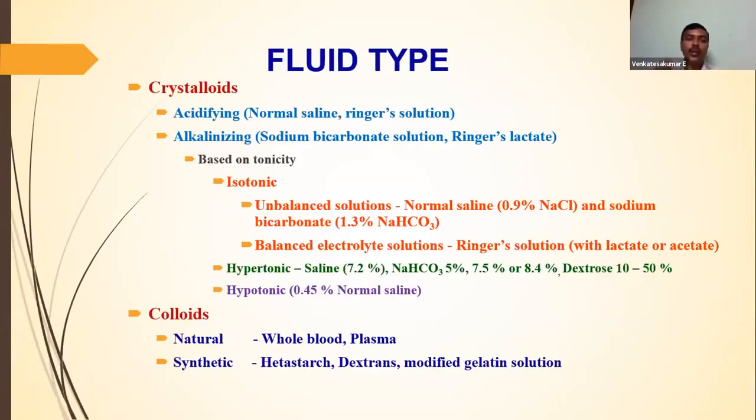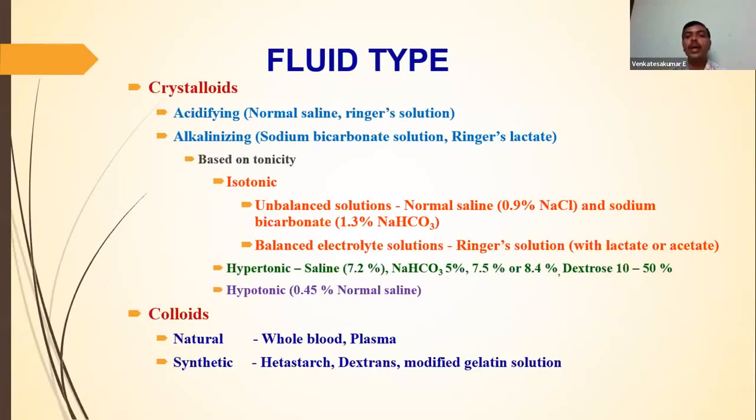How do we say that a fluid is isotonic? Isotonic means it is equal to the plasma osmolality. The normal plasma osmolality is 300 milliosmol per liter, so a fluid matching that is classified as isotonic. Hypertonic means more osmolality, more than 300 milliosmol per liter. Hypotonic is less than 300 milliosmol per liter.